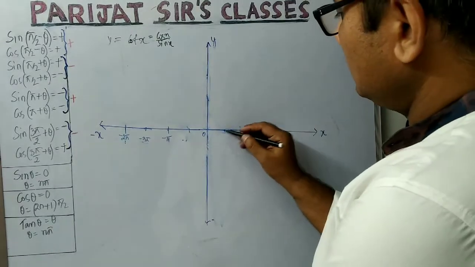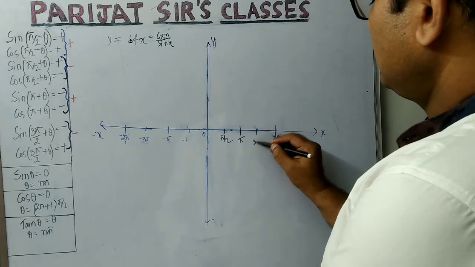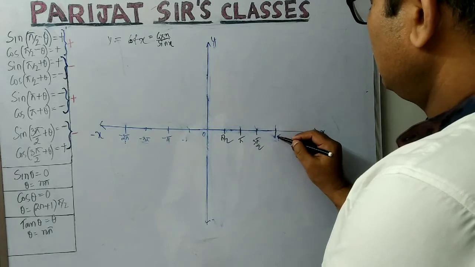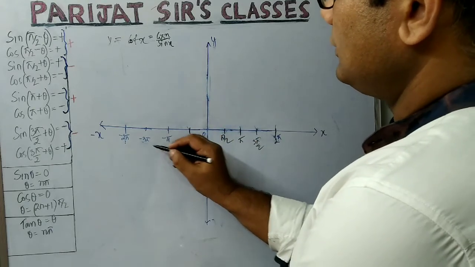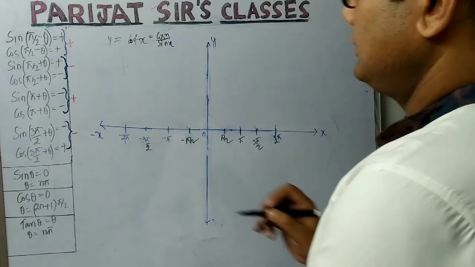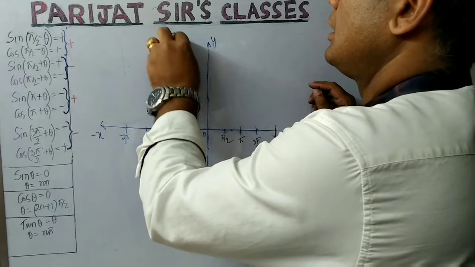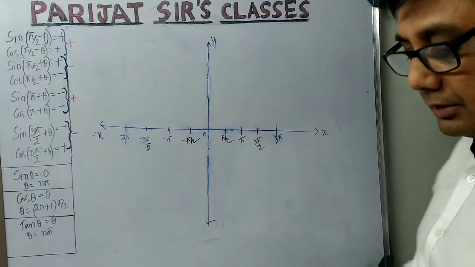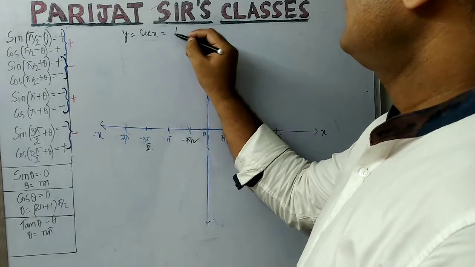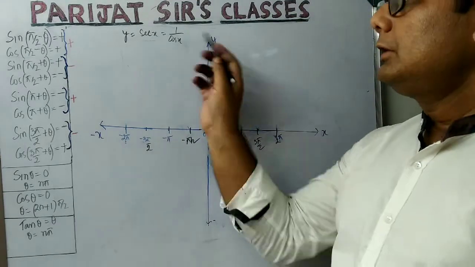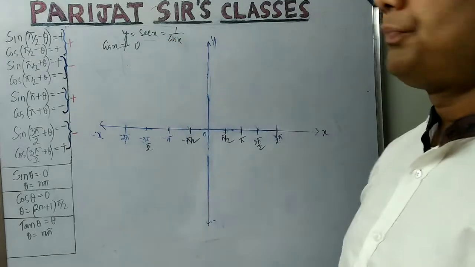So let me again rewrite this. This is pi by 2, this is pi, this is 3 pi by 2 and this is 2 pi. This is minus pi by 2, this is minus pi, this is minus 3 pi by 2 and this is minus 2 pi. So now I want to show you how to plot the function y is equal to sec x. Now sec x is 1 by cos x.